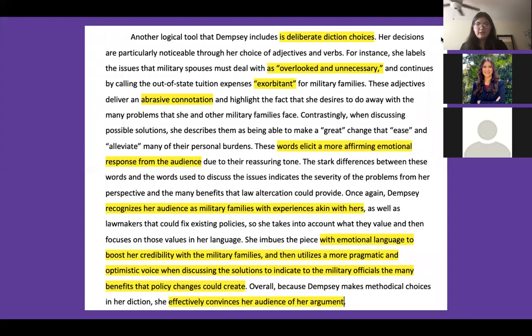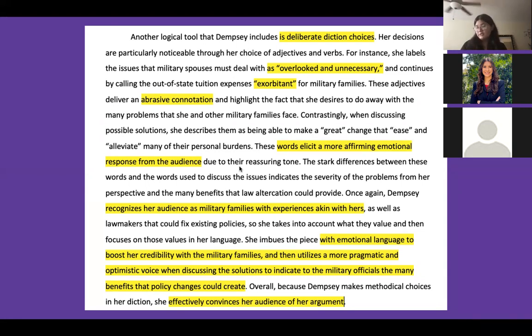This is a sample of one of these rhetorical strategy paragraphs. For this one, I selected deliberate diction choices. Then you can see I have direct quoting here in the paragraph. I use the quotes "overlooked" and "unnecessary," "exorbitant," and I discussed their effect on the audience. So here I discussed how it was an abrasive connotation. It's a negative connotation. She wants the audience to feel uncomfortable and frustrated.